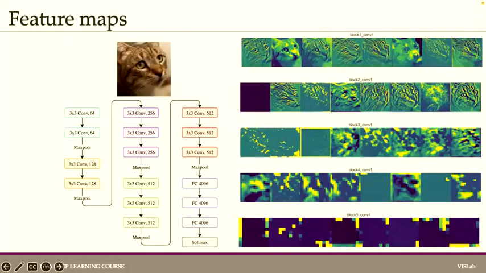Although not all of these are really interpretable, right? Some of them simply focus on the edge of an image at the end. So that's not really state of the art of interpretability.